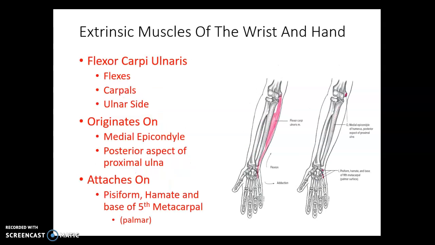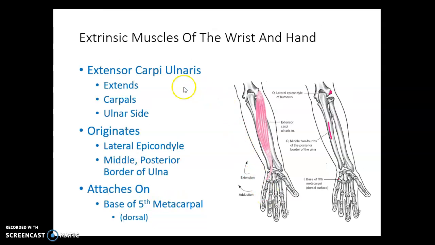Flexor carpi ulnaris, it flexes the carpals on the ulnar side. Same thing, right? Starts on the medial epicondyle, runs down, also partially on the posterior aspect of the ulna, and it runs down to the pinky side or the medial side of the hand. Okay, and you know this is also in palmar view, and you know that this runs down and hits the hand because it's a flexor on the palmar side.